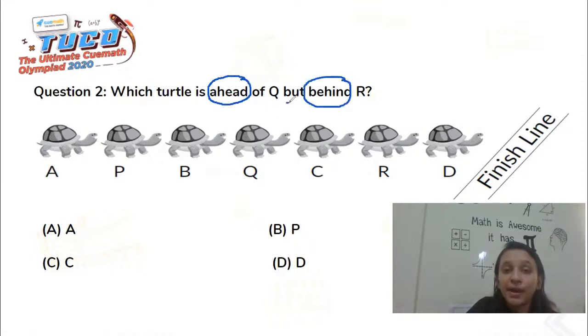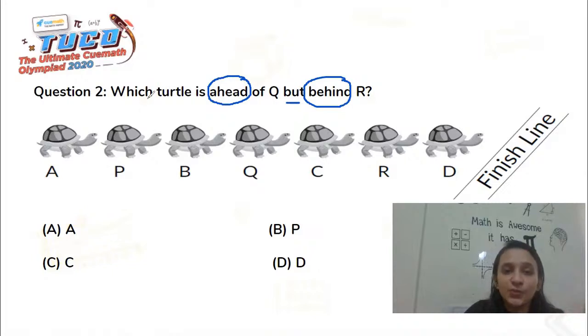Okay, and it says but. So these are the statements which might confuse children, because these are very young children who have just started their education in grade 1 and grade 2. So such kind of statements might confuse them. So what you need to tell them is that ahead means in front, behind means at the back.